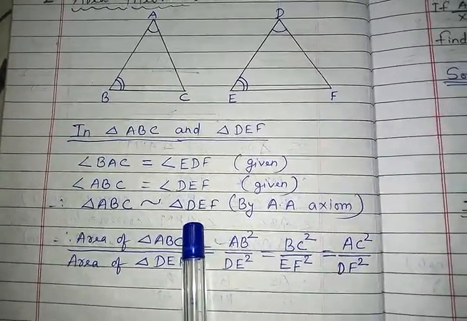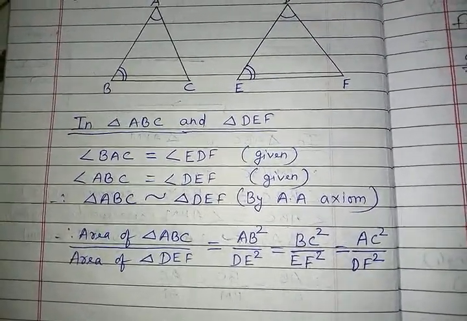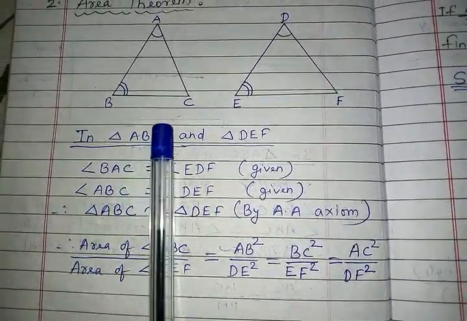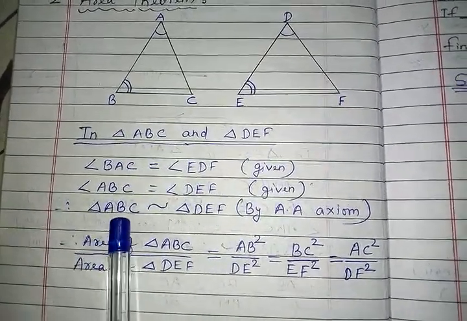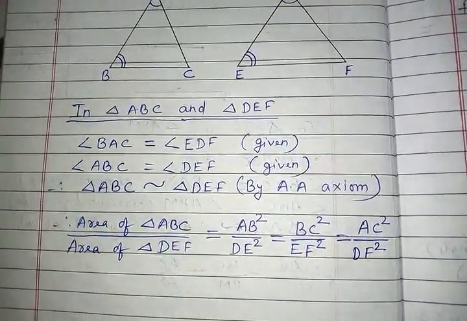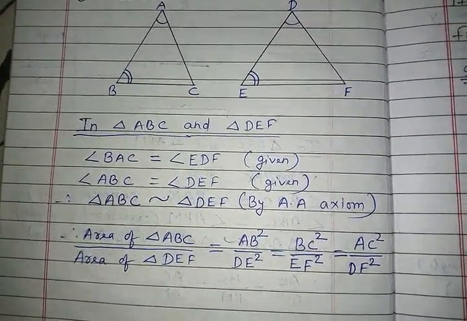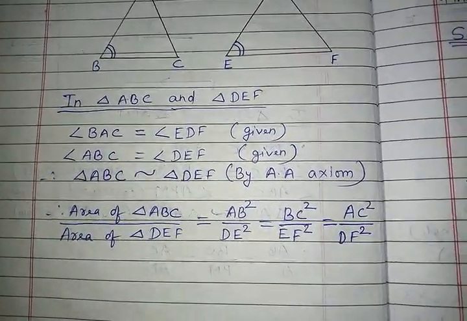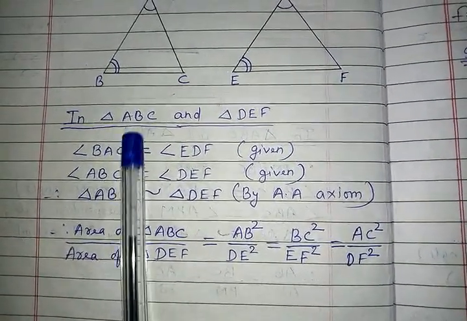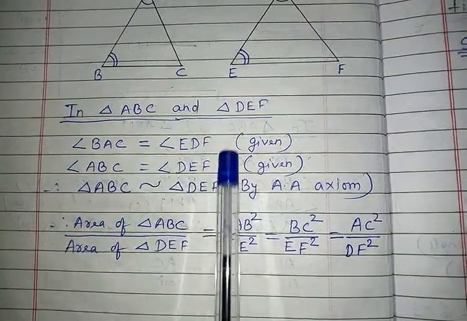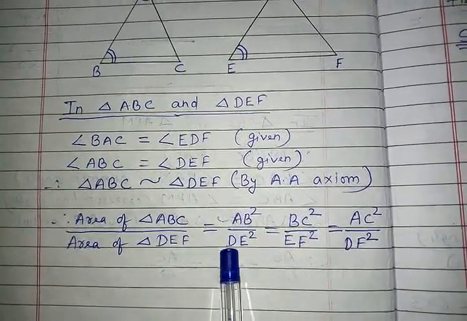This is the main fundamental thing that we should know: whenever we can prove two angles are equal in the given triangles, then those two triangles are similar to each other. And whenever they are similar, we can use the proportionality theorem. But today we will learn one more theorem, that is the area theorem. Now the area of triangle ABC by the area of triangle DEF we can find in this way.